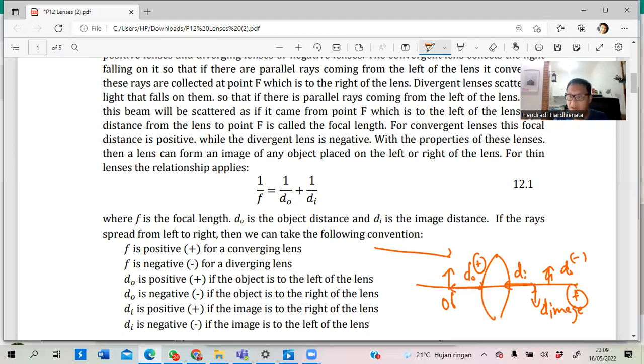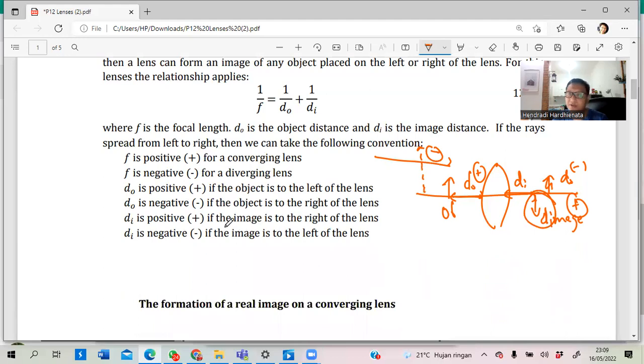Usually for a lens, because the light goes through the lens, it can be either positive or negative. For example, as you have learned in class, there is a possibility the image formed is a virtual image which is magnified. In this case, the DI is negative because it's on the left. But if the image is here, it is on the right. Here the DI is negative. Here, the DI is positive. So these are the things that you have to remember.